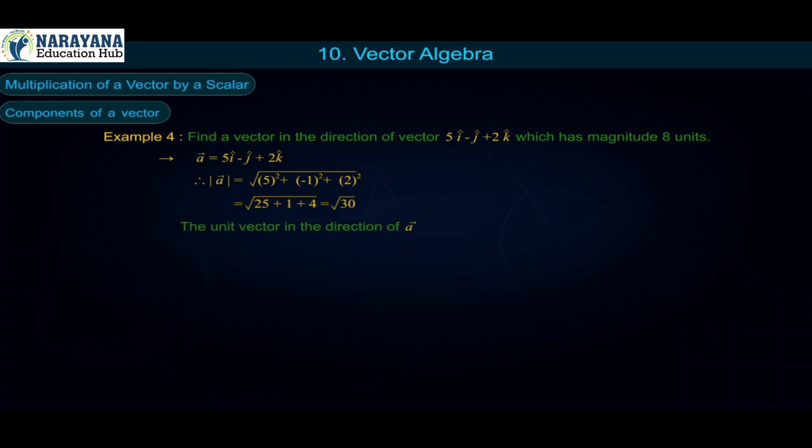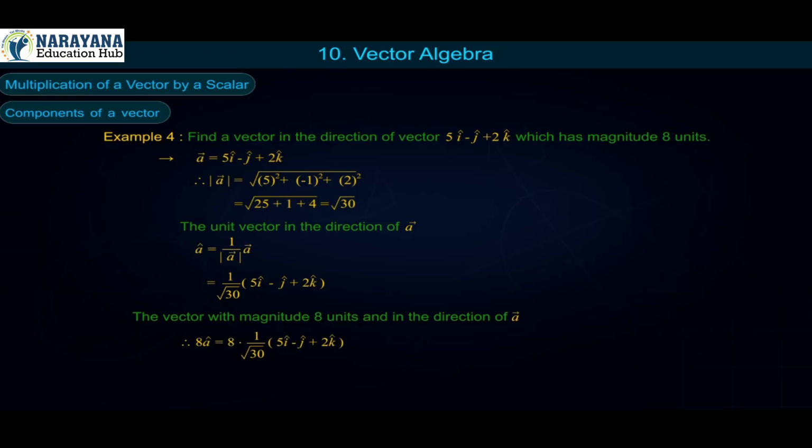The unit vector in the direction of vector A, Â, is equal to 1 upon modulus of vector A into vector A, which is equal to 1 upon root 30 into (5î − ĵ + 2k̂). The vector with magnitude 8 units and in the direction of vector A is therefore 8 into Â, which is equal to 8 into 1 upon root 30 into (5î − ĵ + 2k̂), which is equal to 40 upon root 30 î minus 8 upon root 30 ĵ plus 16 upon root 30 k̂.